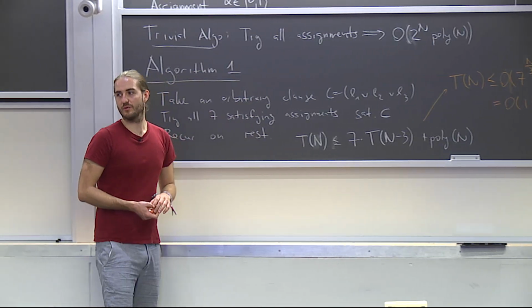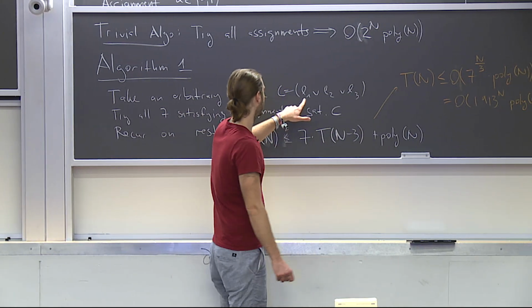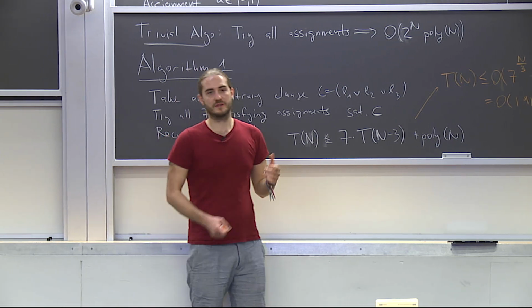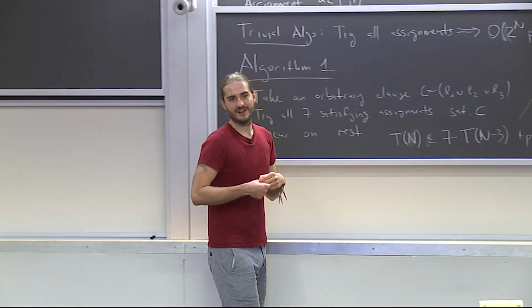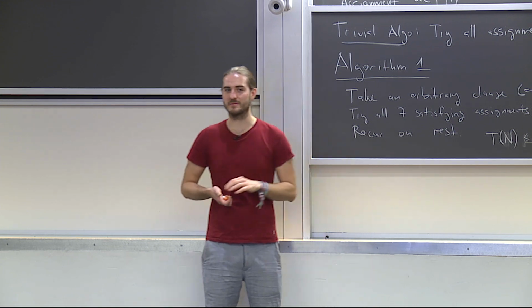So what could we do? Well, we could have 3 recursive calls, each of which sets either L1 is true, or L2 is true, or L3 is true. Turns out that's not much better. But let's optimize that idea a tiny little bit more, and we get something better.